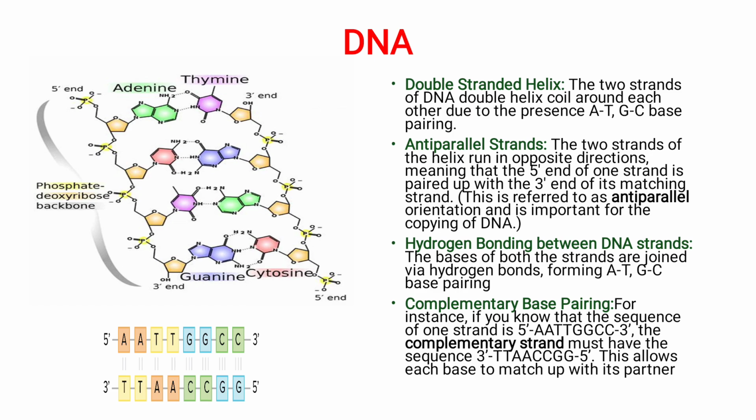And fourth characteristic of this DNA: it has complementary base pairing. For instance, if you know that the sequence of one strand is 5'-AATTGGCC-3', the complementary strand must have the sequence 3'-TTAACCGG-5', that is opposite. A opposite of A is T; it base pairs with T. So T, T, A, A, C, C, G, G, 5'. This allows each base to match up with its partner.